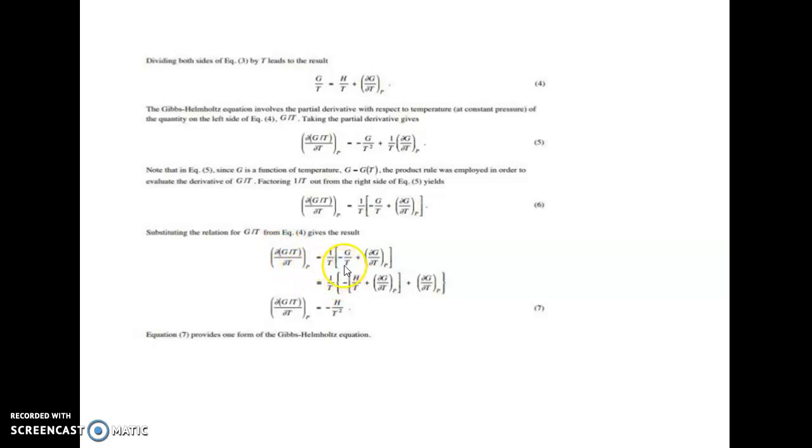1 upon T times ((G/T) plus (dG/dT) at P) equals 1 upon T times (minus H upon T plus (dG/dT) at P plus ... (dG/dT) at P). If you simplify, you will get d(G/T)/dT at P is equal to minus H upon T square. This is the final form of the Gibbs-Helmholtz equation.